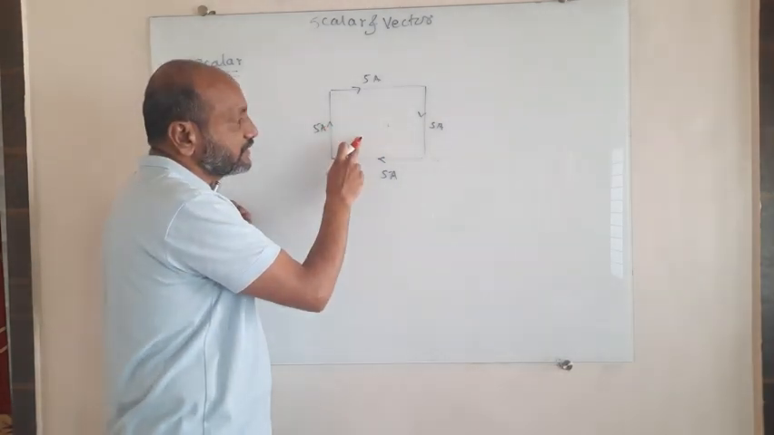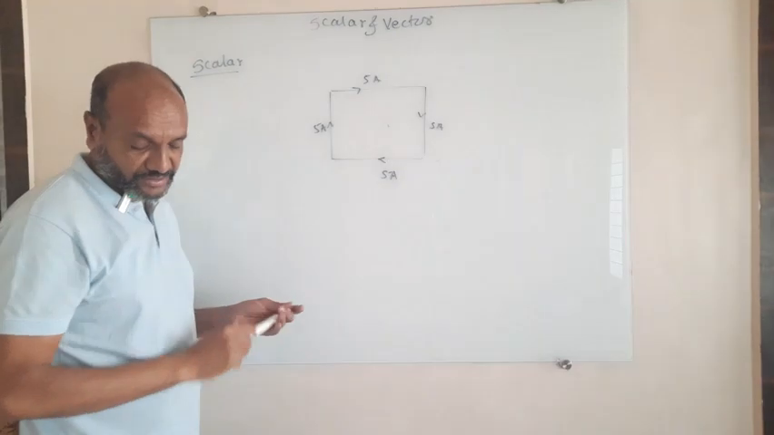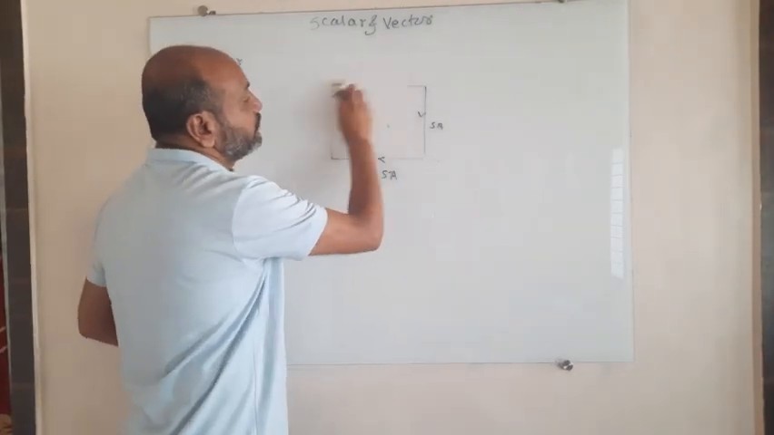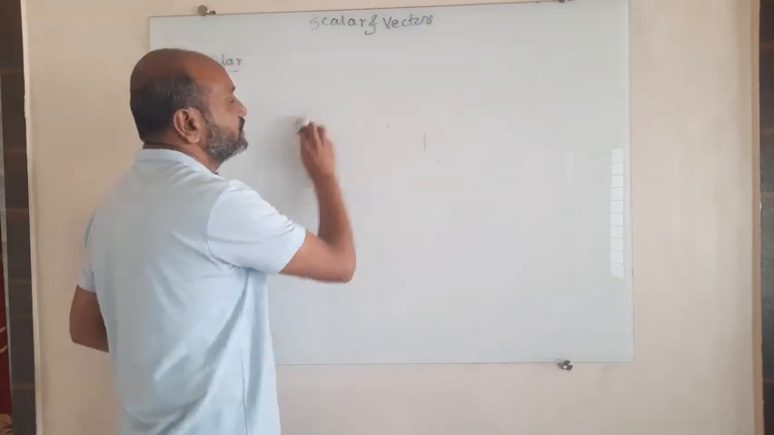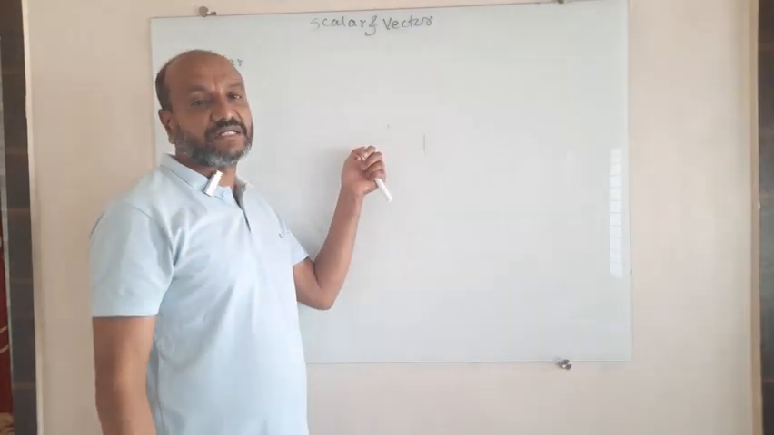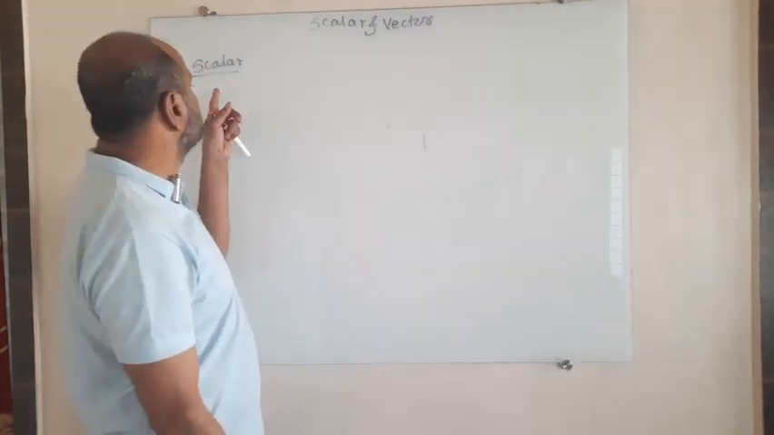How to define the current? Current can be defined as the rate of flow of charge. Only in this case, the magnitude of current is necessary, and therefore how to define scalar?